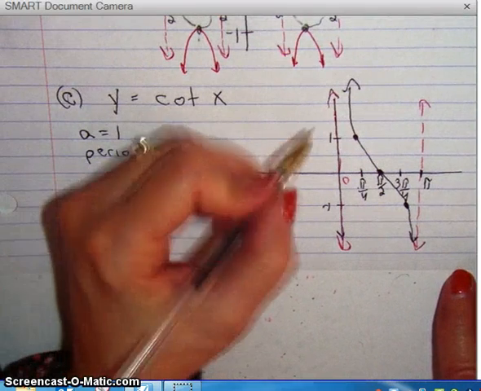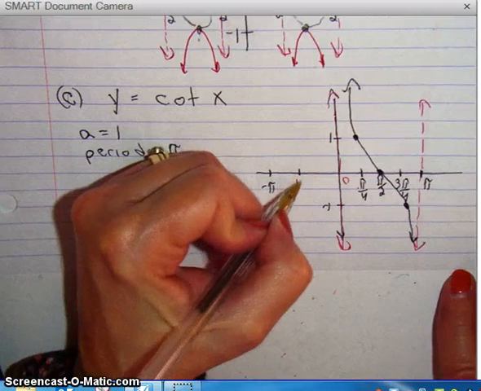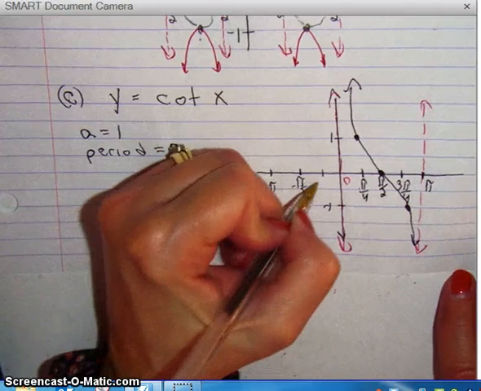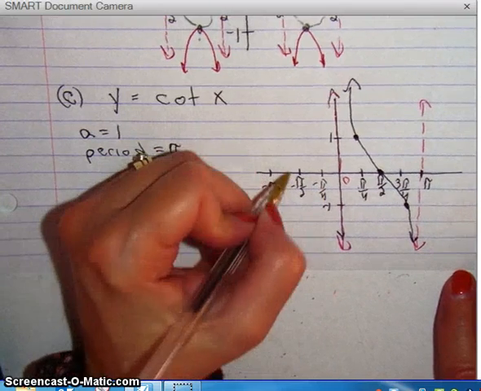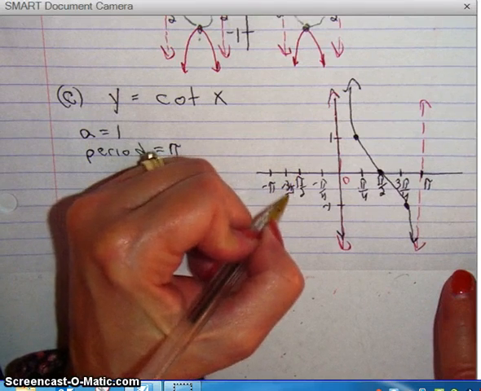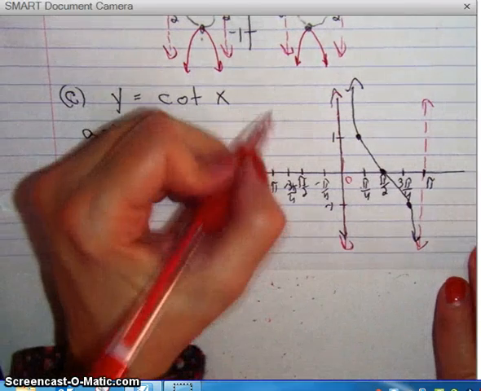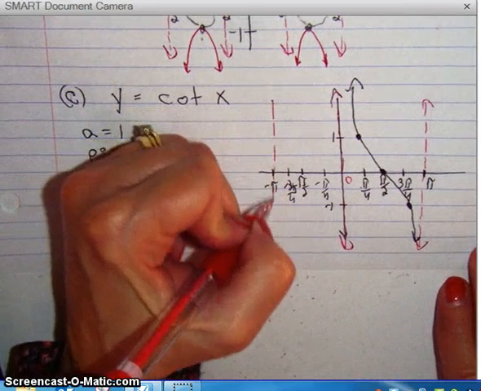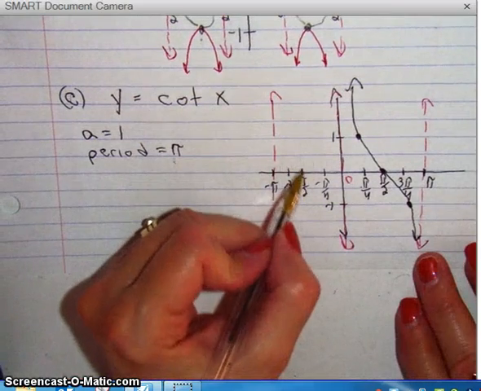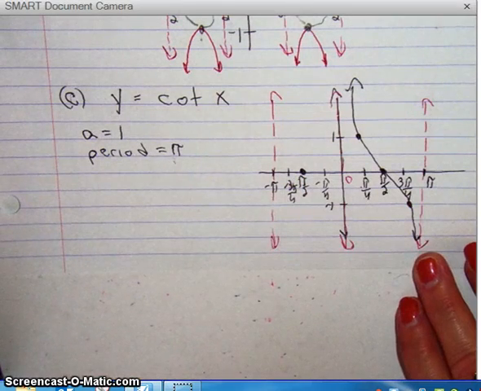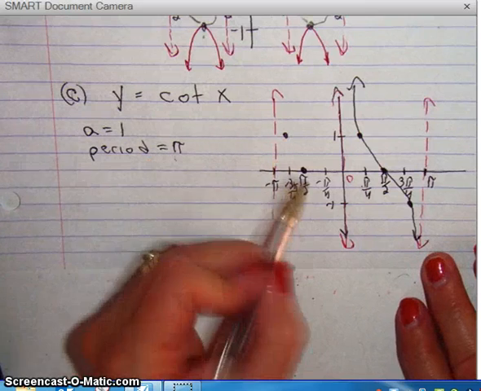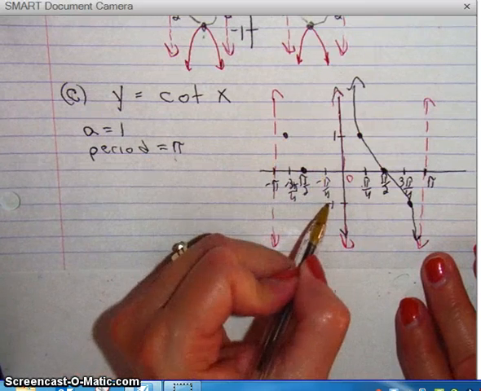Negative pi. Negative pi over 2. Negative pi over 4. Negative 3 pi over 4. Asymptote at negative pi. Halfway point x-intercept. Halfway point on the left, up at 1. Halfway point on the right, down at 1.